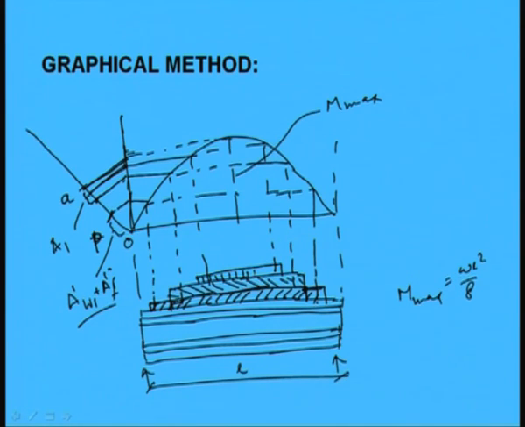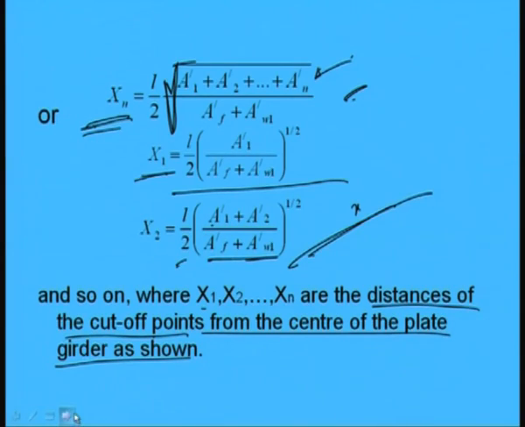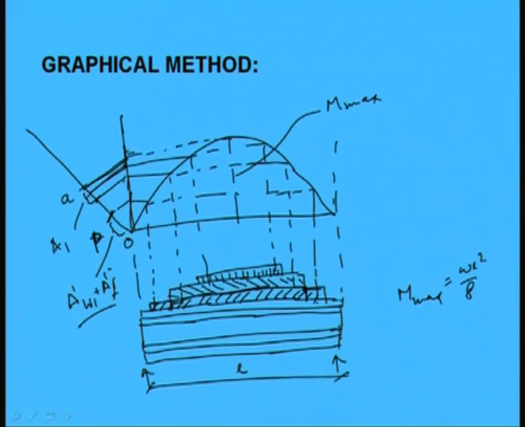So, this is how by the graphical method also we can find out the cutoff length. However, a better way is to use the algebraic formula, because from the formula we can get x1, x2, x3 very quickly, and the actual length we provide will be a little higher than the theoretical one. So, this is the way to find out the curtailment of the flange.